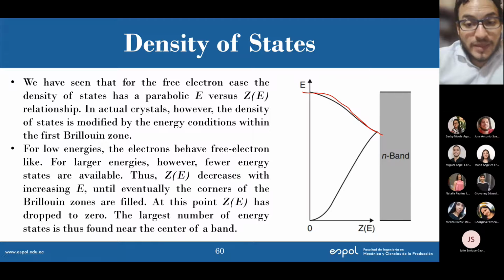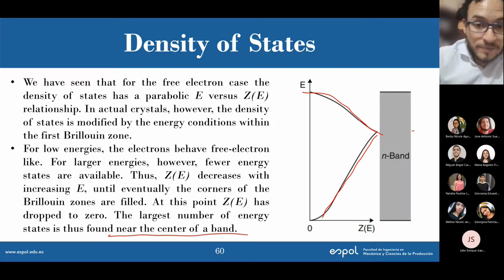And therefore, the largest number of energy states that you will find in a crystal, in a metal, will be near the center of the band. Well, not exactly the center, but it's near the center, right? So it increases, and then it reaches a point where it basically fills, or the Brillouin zones get all filled, and then comes back.